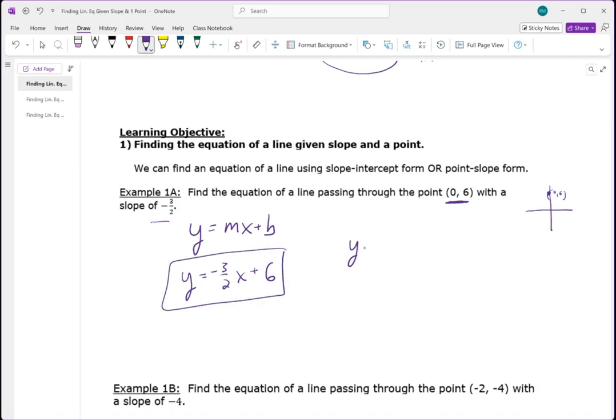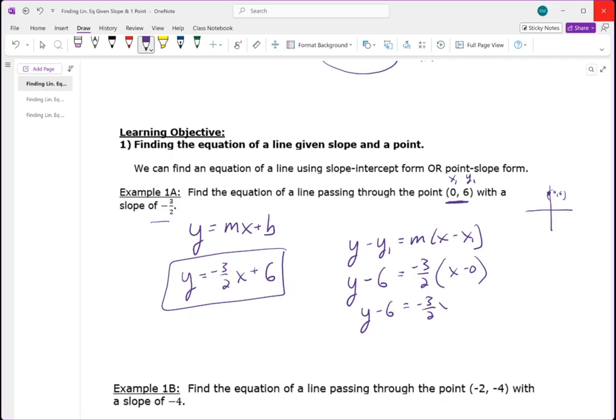In this case, if I use the other form, the point-slope form, it's going to take me a few steps to get there, not very many. But here, my y1 is my point right here. So my y1 is my 6. My slope, or my m, is -3/2. And then my x value is 0. So realistically, we could get there in almost one step. x minus 0 is just going to be x. But I would need to add 6 to both sides to come up with this equation.